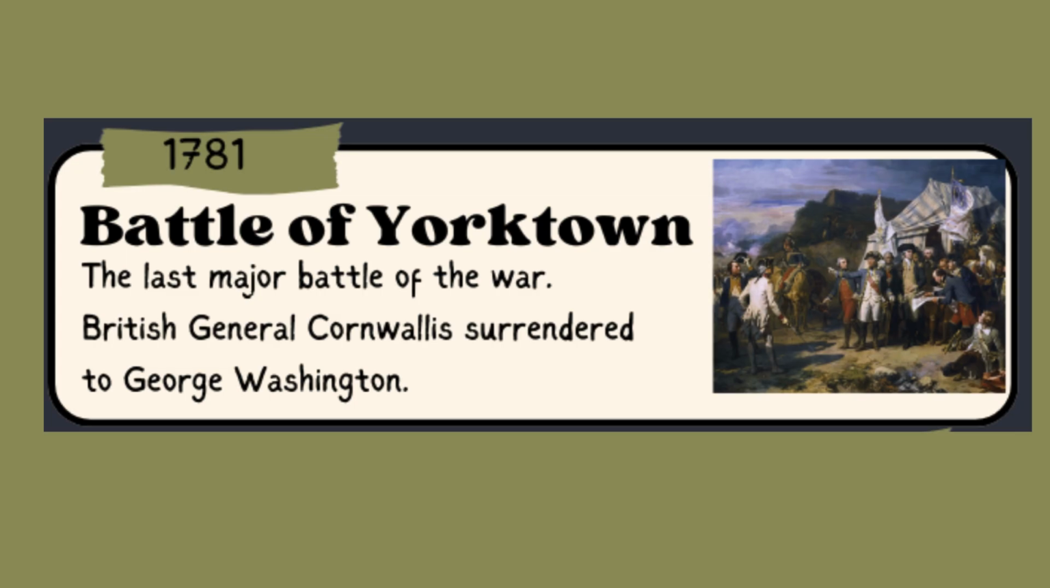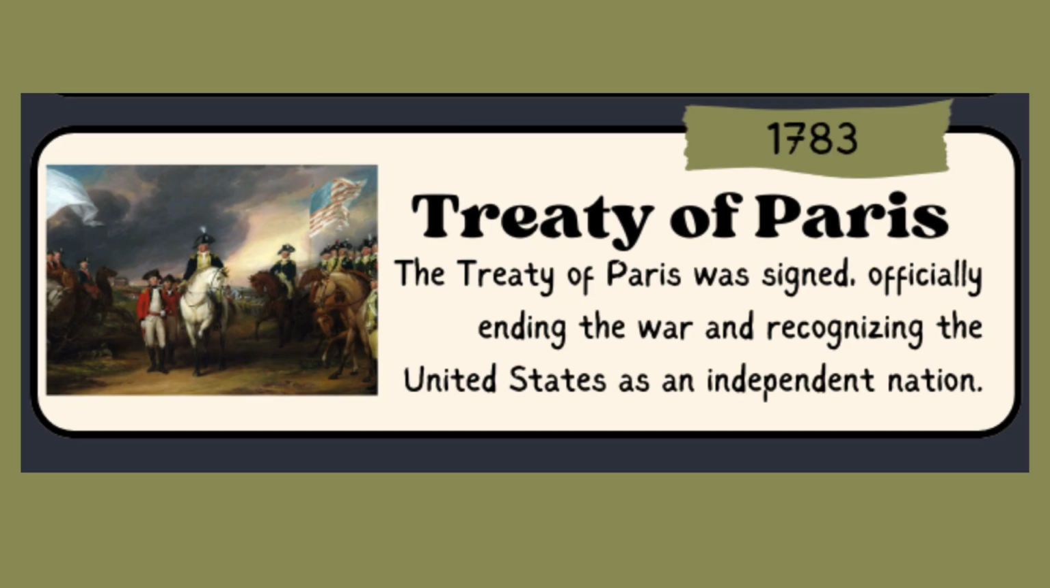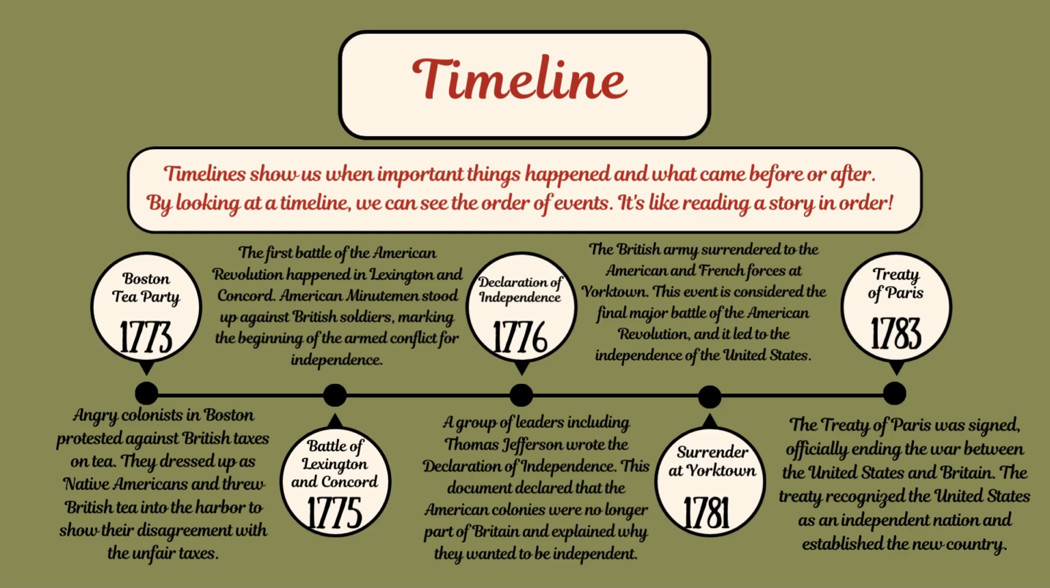Battle of Yorktown, 1781, the last major battle of the war. British General Cornwallis surrendered to George Washington. Treaty of Paris, 1783. The Treaty of Paris was signed, officially ending the war and recognizing the United States as an independent nation. So, guys, here is a timeline.